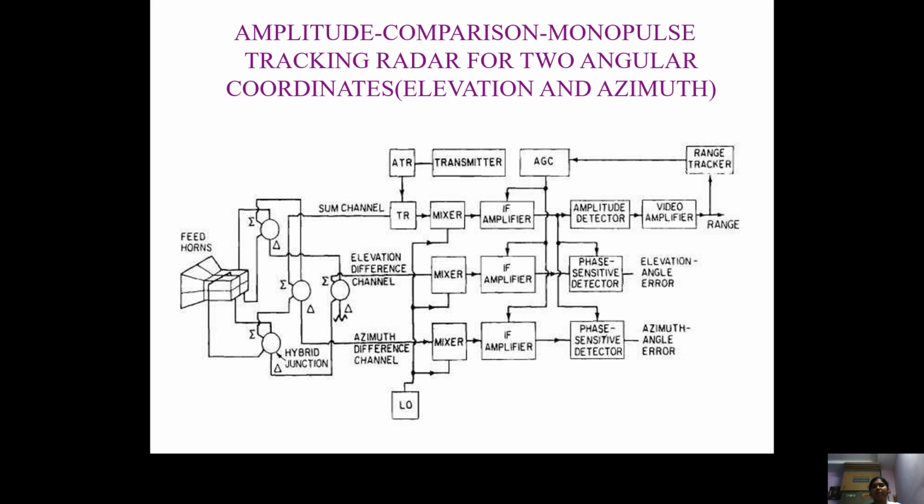Okay, so here we need one extra thing, that is nothing but the automatic gain control. Why? Because here we are operating on 3 channels. So that is why, to eliminate any kind of voltage fluctuations and to maintain the receiver gain constant, we need the action of automatic gain control.